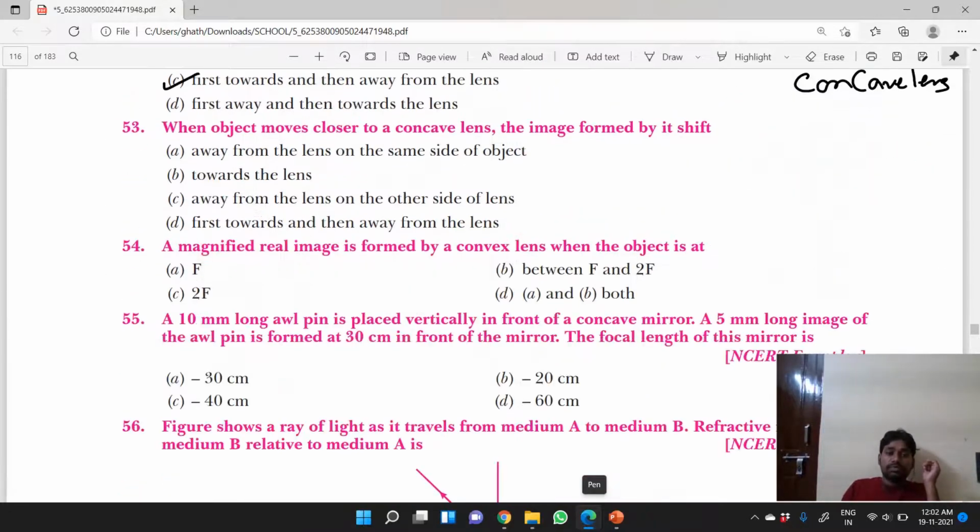Next, when the object moves closer in a concave lens, the image also comes closer towards the lens. So it is always towards the lens only. So the answer for this question is B.